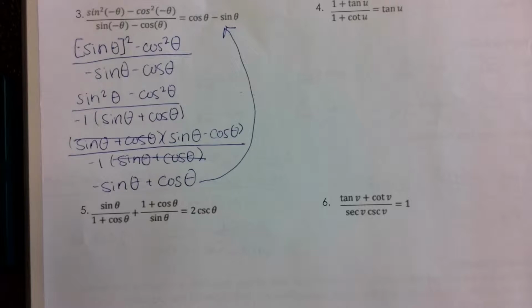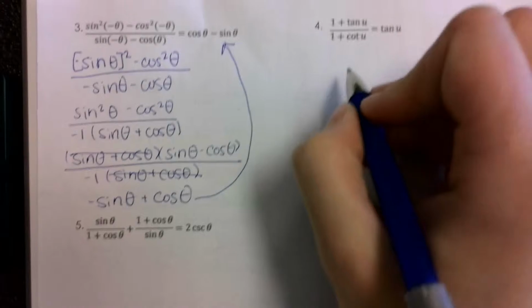So we'll go try another one. Looking at number 4 there, we've got a fraction: 1 plus tangent over 1 plus cotangent. I would go ahead and try to put everything in sine and cosine first. So in our numerator, we could have 1 plus whatever tangent is.